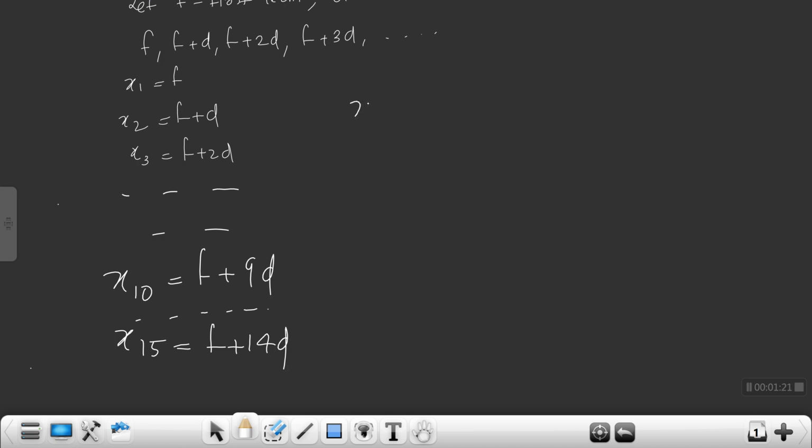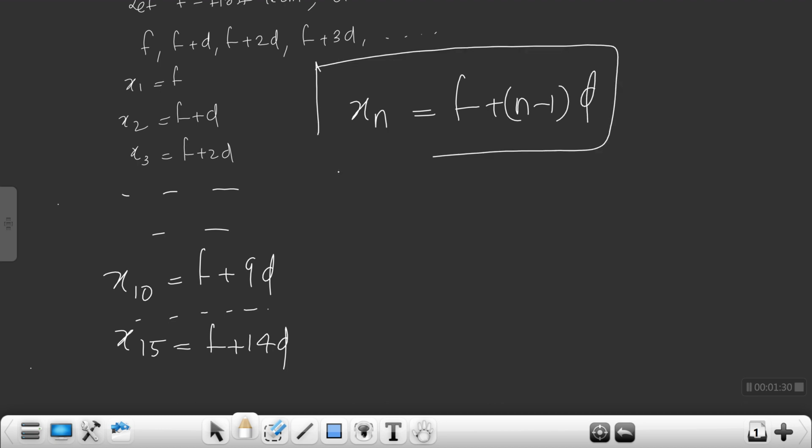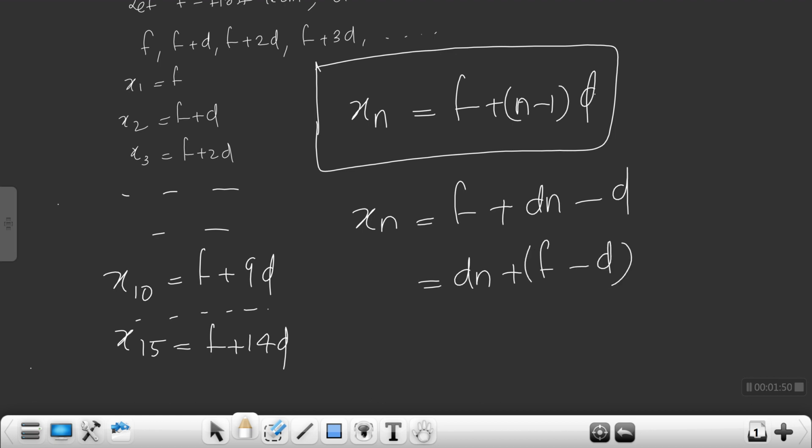Continuing like this, the nth term, xn, can be written as f plus n minus 1 into d. This is the algebraic expression of an arithmetic sequence. xn is equal to f plus n minus 1 into d. Also it can be written as xn is equal to f plus nd minus d, or dn plus f minus d.